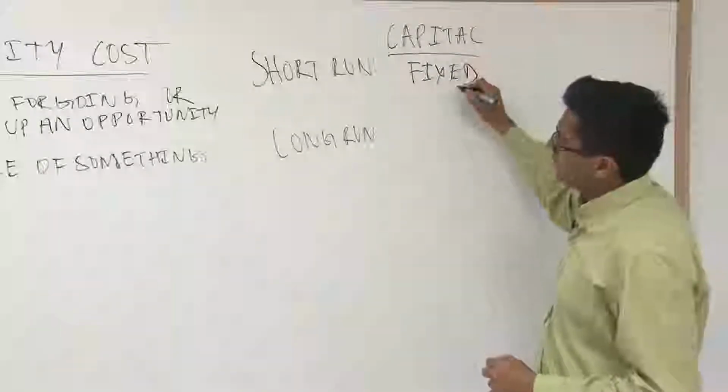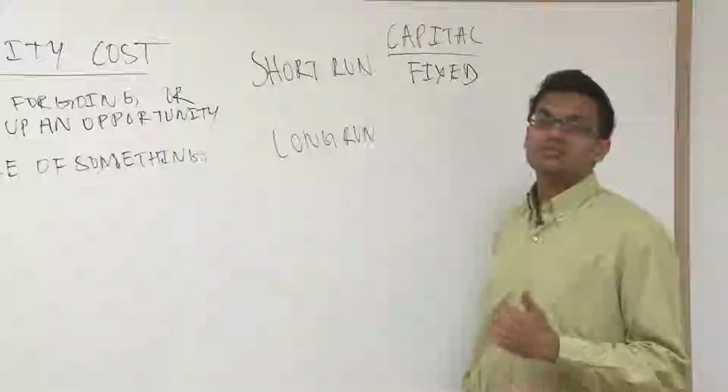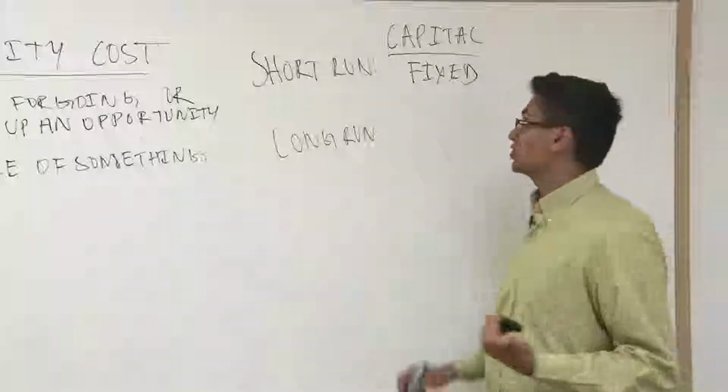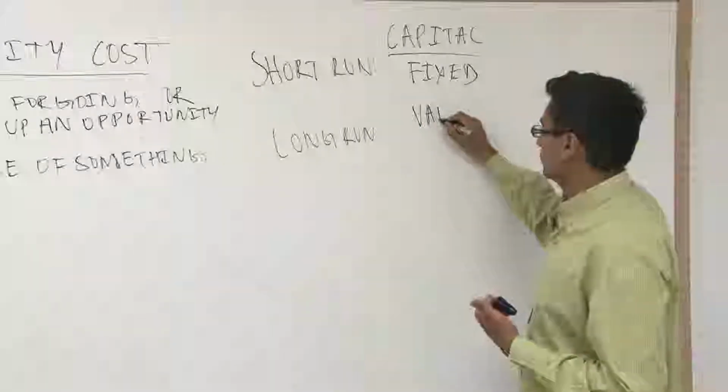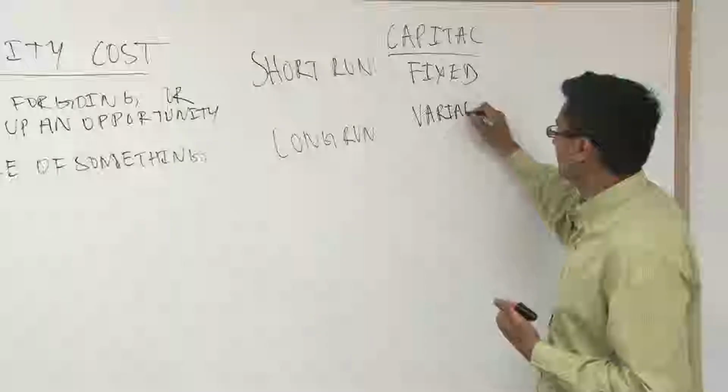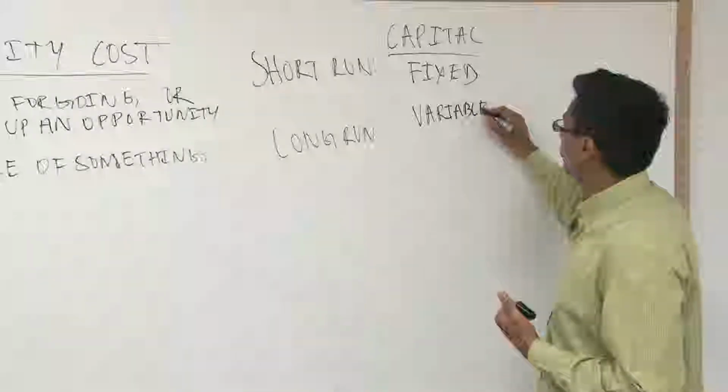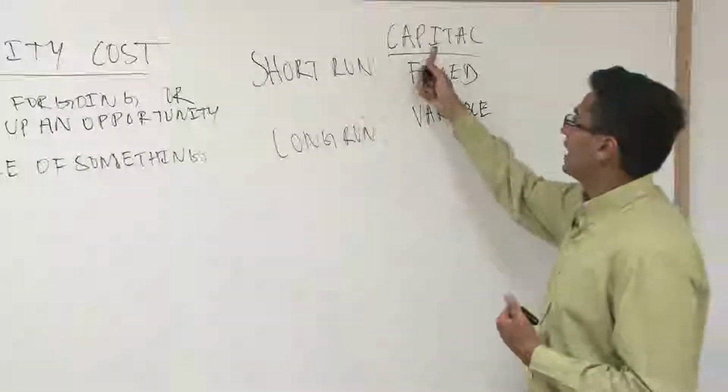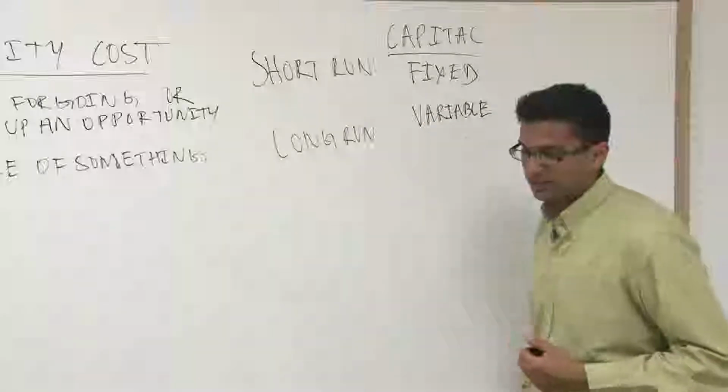And I'm sure you remember in the long run from last class, we said that all inputs are variable, which means that this is going to be variable. Okay, pretty straightforward in that sense, right? But the big one to remember is that in the short run, capital is fixed. Okay, that's the main one.